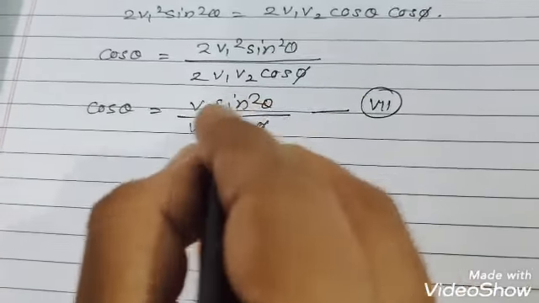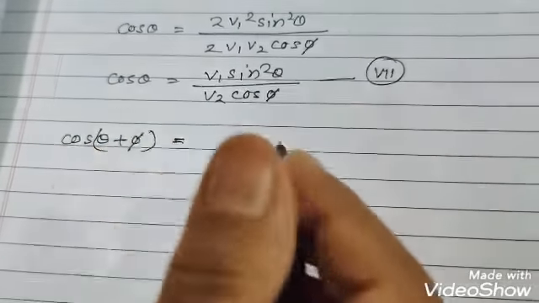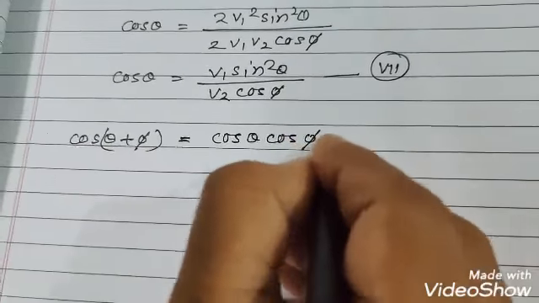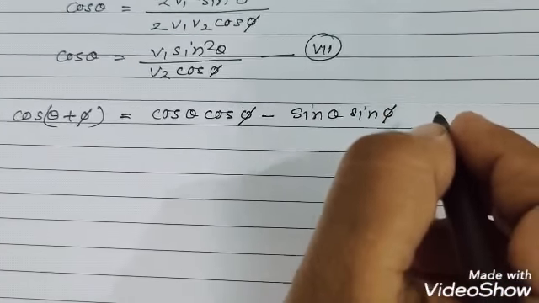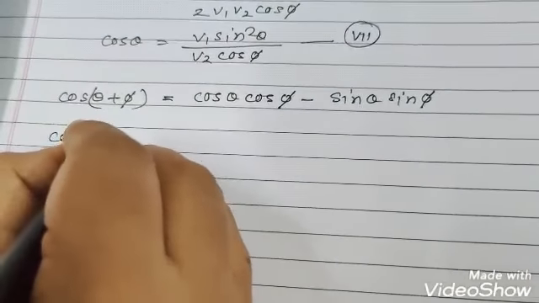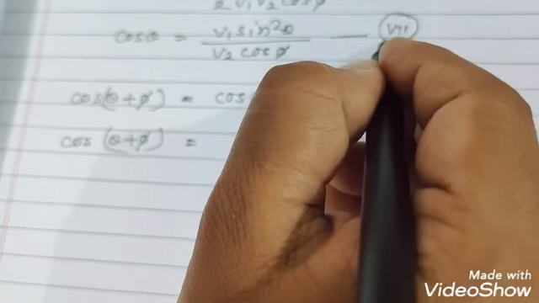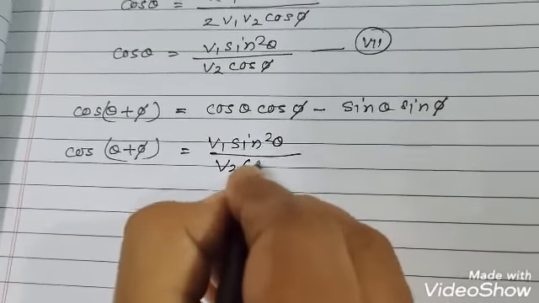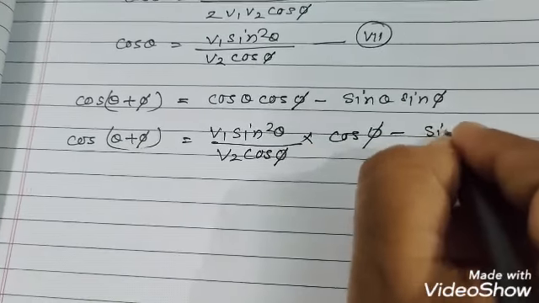Okay, so we know by the formula cos of A plus B is equal to cos A cos B minus sin A sin B. So here we will write cos theta cos phi minus sin theta sin phi, for cos of theta plus phi. In place of cos theta we'll just put equation 7. So it is v1 sin square theta upon v2 cos phi in place of cos theta, and this is cos phi already, minus sin theta.